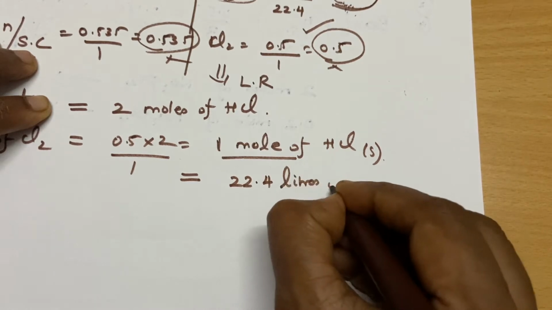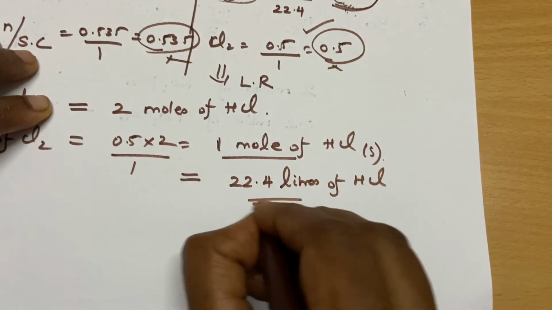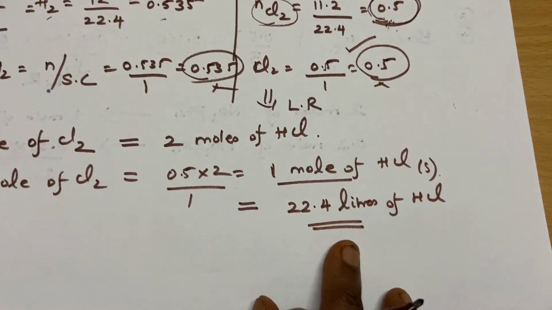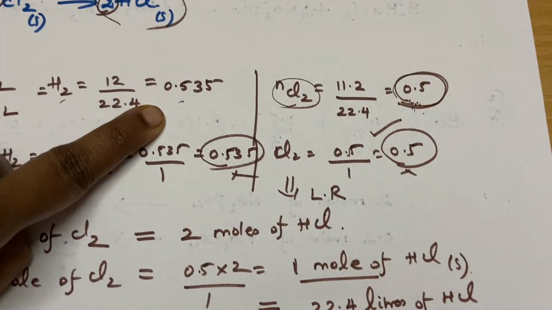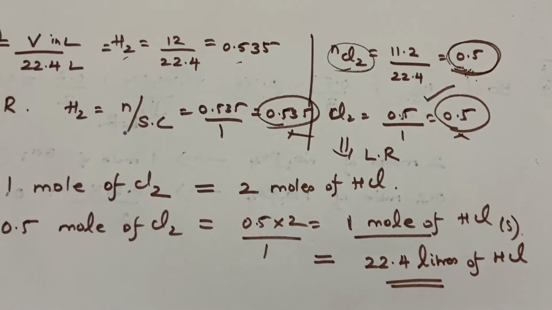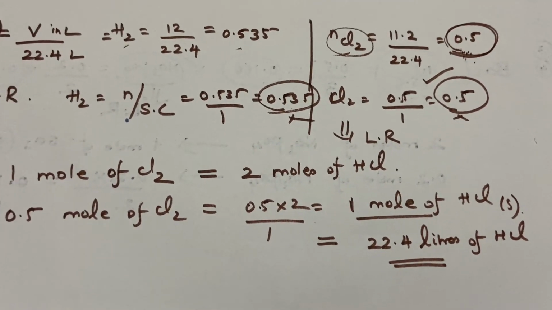22.4 liters of HCl. Okay, but there was an excess reagent, right? Which was the excess reagent? Your hydrogen. So you have to find out, there must be some remaining hydrogen after the completion of the reaction.